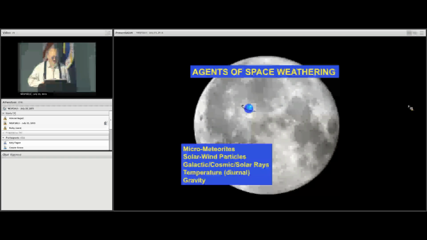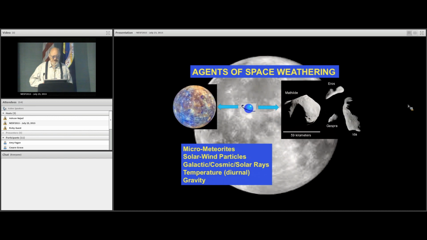We're going to take the agents of space weathering you see here: micrometeorites, solar wind, different galactic cosmic ray particles, temperature, even gravity. People don't think of gravity. Gravity is a major factor. We'll talk about that when it comes to asteroids. But what I'm going to do is extrapolate into the sun to Mercury and talk about the processes of space weathering on the moon as they apply on Mercury. Likewise, I'm going to go out to the asteroid belt and talk about the processes on the moon as they apply out there. All the same processes apply. It's just different degrees, depending upon what their position is relative to the sun.